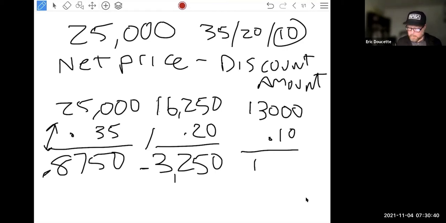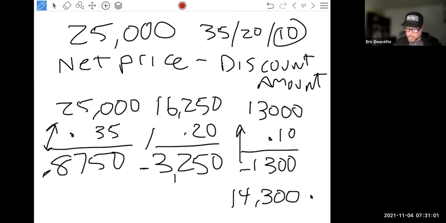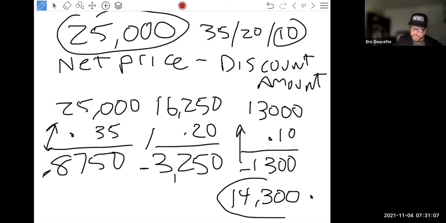That's going to be another 1,300 discount. I'm going to minus that from the 13,000. Comes out to my new final invoice amount is 14,300. So my net price now from 25,000 is now 14,300.